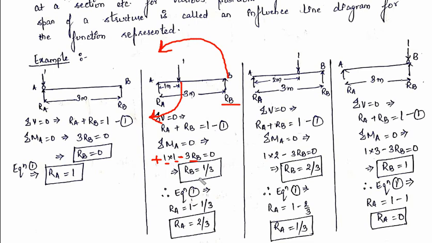Solving this equation, the value of Rb will come out to be 1 by 3. Now put the value of Rb in equation number 1. The value of Ra will come out to be 2 by 3. So for this condition, the values of Ra and Rb are now calculated.